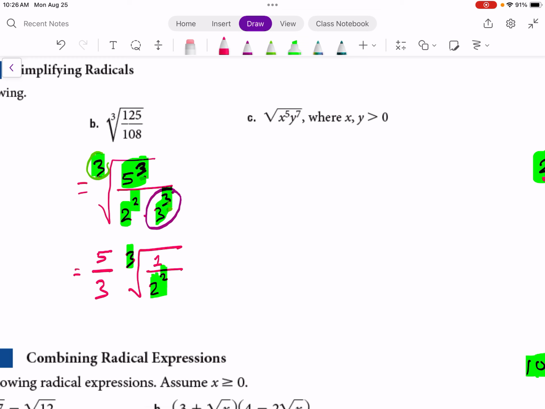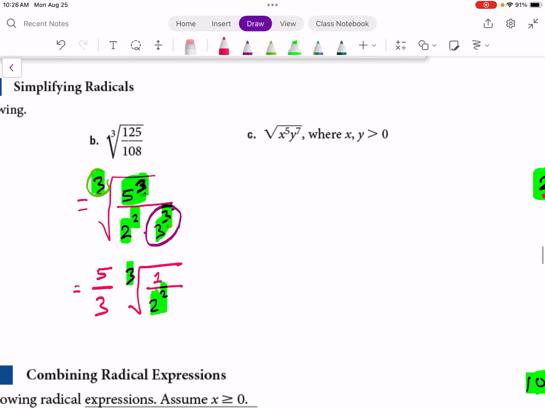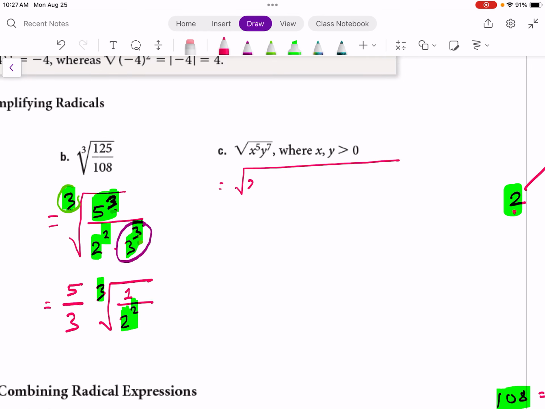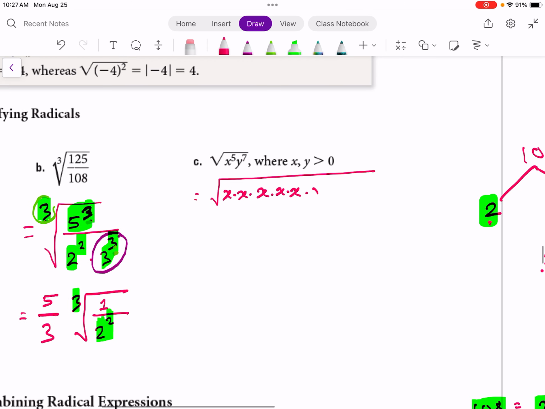Now for part C, we have the square root of x to the power 5 y to the power 7. Now let's rewrite x to the power 5. How can we rewrite x to the power 5? X to the power 5 is x times x times x times x times x. How many times do we need to multiply? 5 times, right? So we have 5. Y to the power 7, y times y times y, so that's 4, 5, 6, 7.